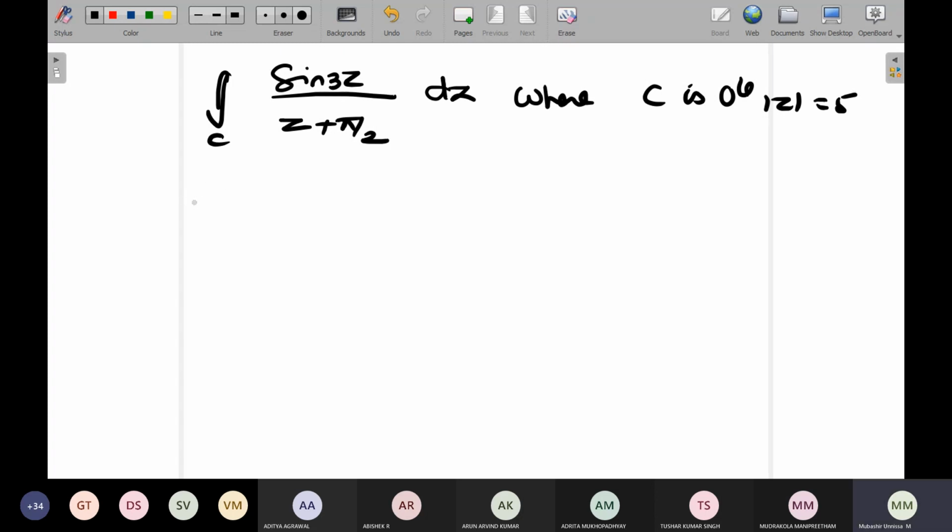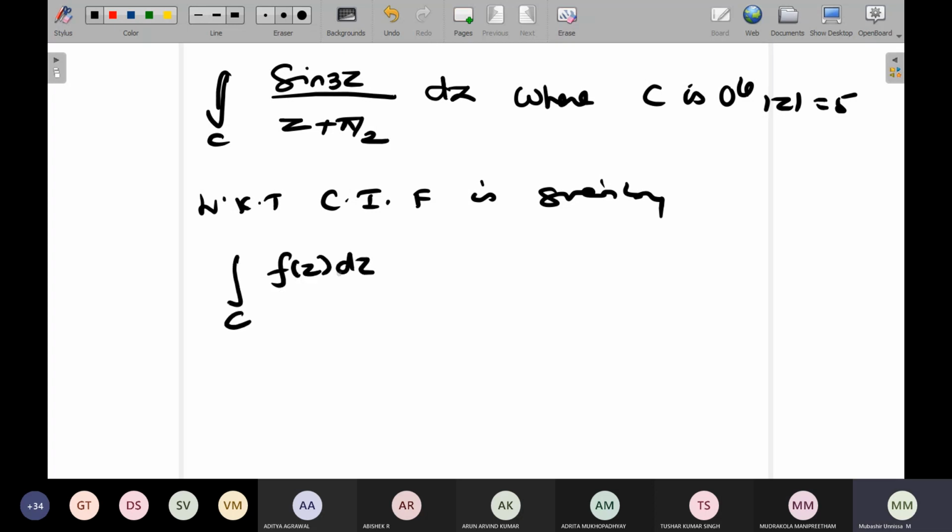Whenever they ask you to use Cauchy integral formula, write down the integral formula. So we know that Cauchy integral formula is given by: integral over C, f of z dz divided by z minus a, is equal to 2 pi i into f of a. This is your Cauchy integral formula.